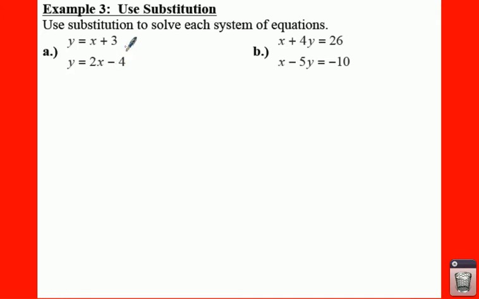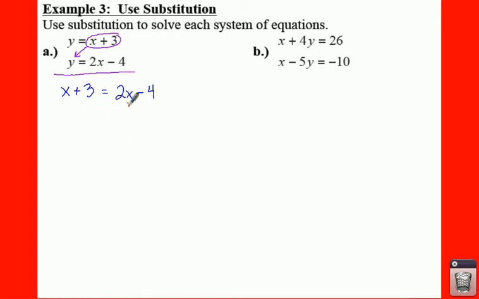If you notice here on example 3, it says use substitution to solve. The first equation is solved for y, and the second equation is solved for y also. So what we're going to do is this x plus 3 is going to go in for this y over here. So when you write your two equations, we've solved one of the equations for y and we plug it into the second equation. So you're going to get x plus 3 equals 2x minus 4. And what you've done is eliminated your y value. So you have one equation and one unknown.